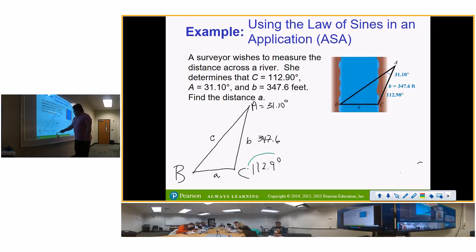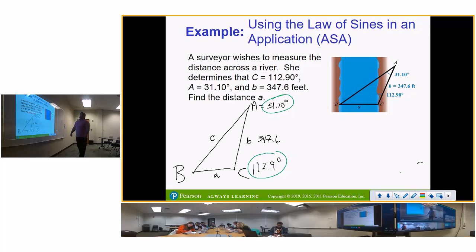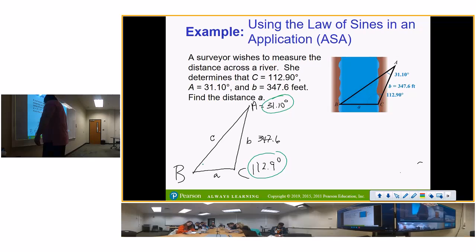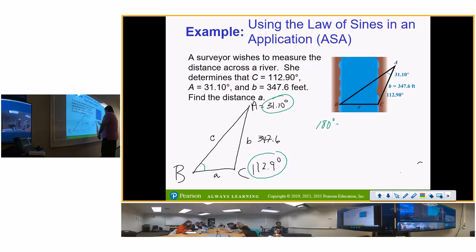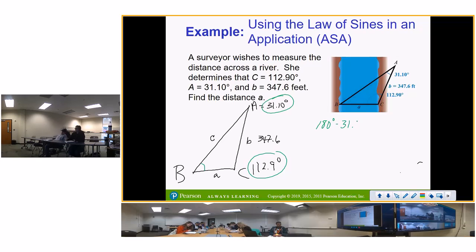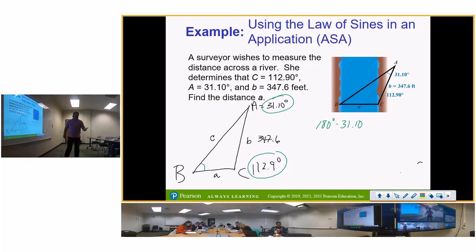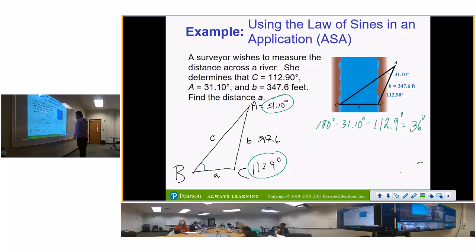Now, you can actually go ahead, and I know that some of y'all know this. Y'all can take 112.9 and 31.10 and take that away from what? 180, and that will give you angle B. Now, why would you do that? Somebody tell me the reasoning for doing that. So you can use it. Exactly. So you can use any of the law of sines. You can use any of them because you have all three angles. So that would be a reasoning for you to do that. 180 minus 112.9 minus 31.10. Somebody give me that angle. 36. So angle B is 36 degrees.